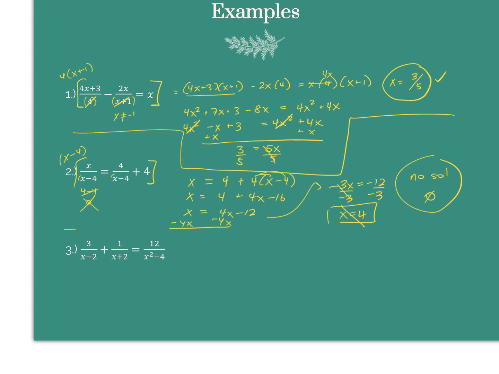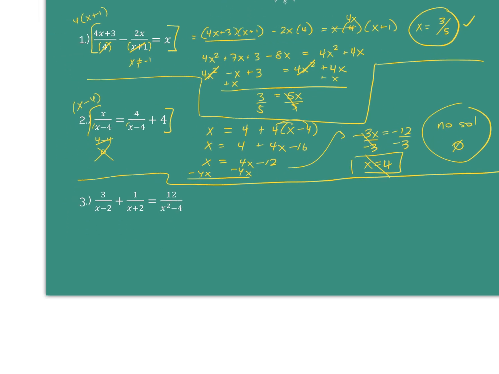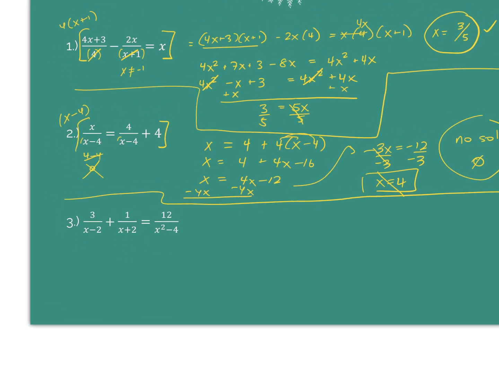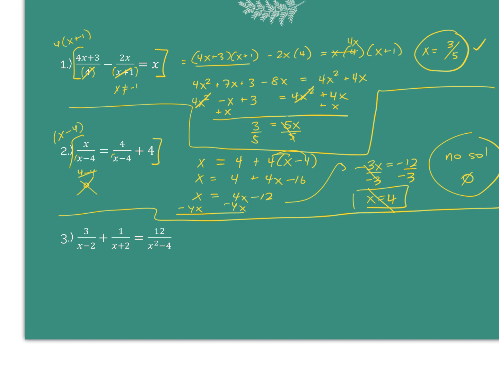We keep going here. Let me kind of separate that out. And let's go to this last one. And again, I notice on this one, I have denominators. This one here, x squared minus 4, actually factors to x minus 2 times x plus 2. So I know that x minus 2 and x plus 2 is my actual LCD.